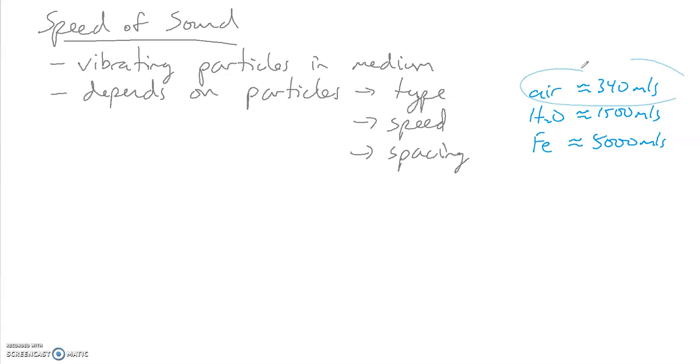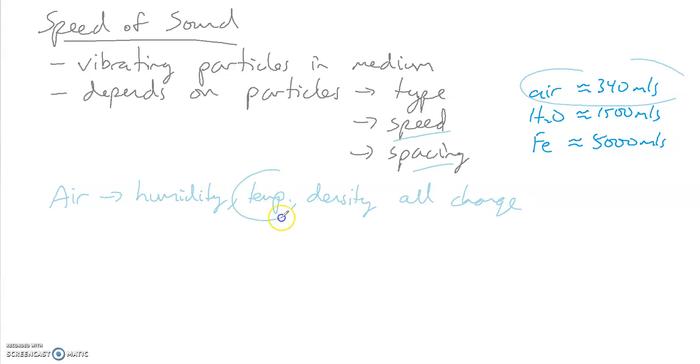And one of the biggest things that changes how fast air particles are moving or how far they are spaced apart is temperature. Temperature has a big effect on air. Now, there are other things we can look at as well, like humidity and density, these things all change. We'll focus on temperature though because it's such a common one.